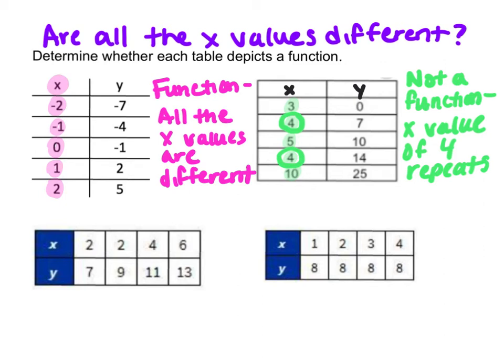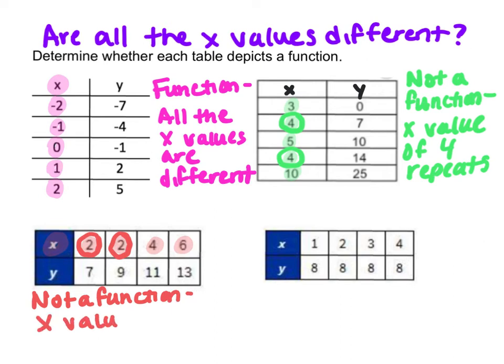So if I identify my x values, I have 2, 2, 4, and 6. However, we should notice that this value of 2 is repeated. So this would be not a function, with your reason being the x value of 2 repeats.